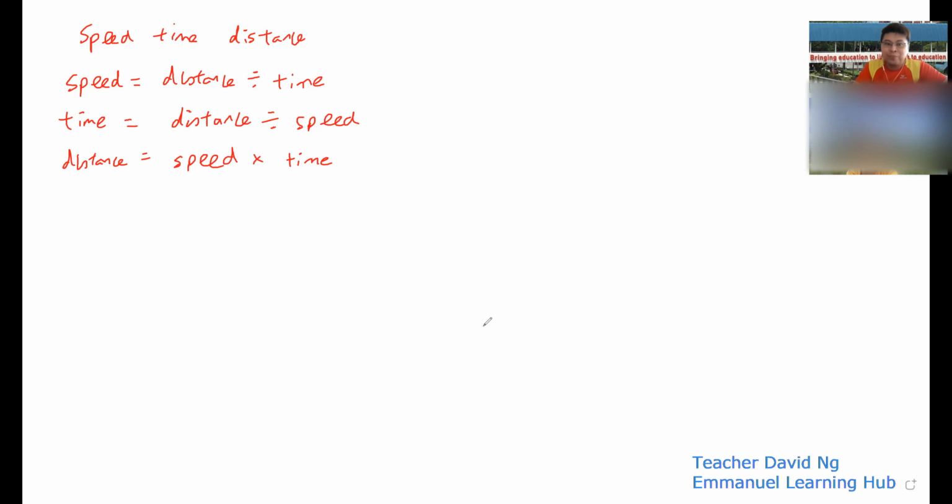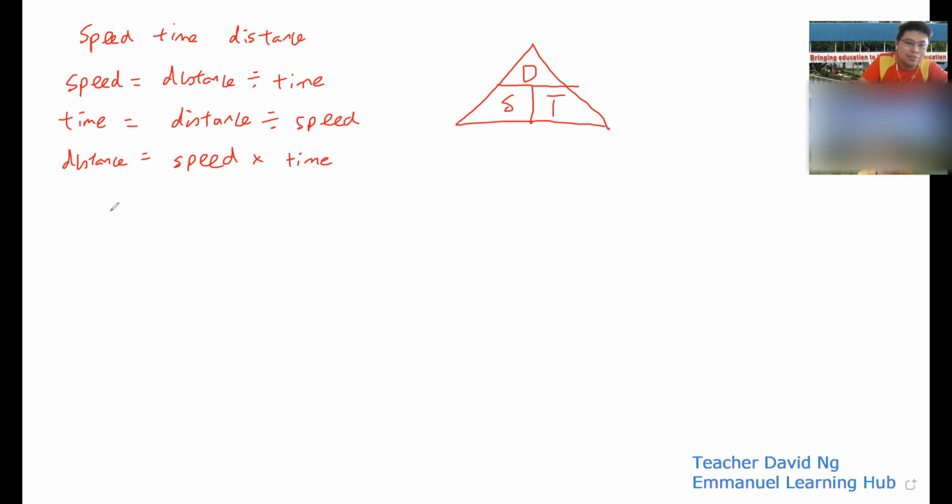This is the relationship. How to remember? Remember this triangle. Speed is distance divided by time. Time is distance divided by speed. Distance is speed times time.